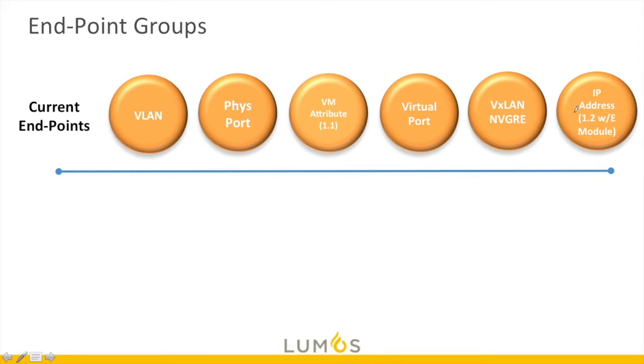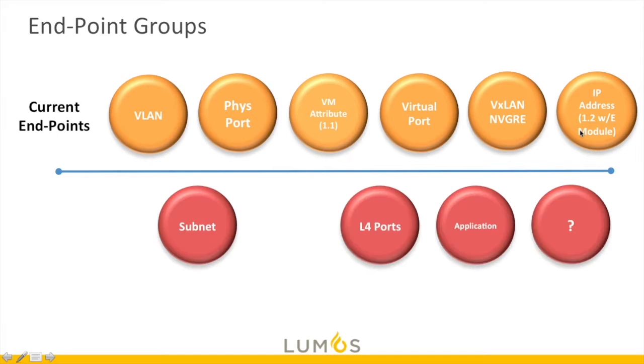So that would be the 6-port GEM module on the 9696 or the 96128, or the 9372-E's. So that's the PX and TX. If they have the -E, then we can do IP address based EPGs. Also, if it's the EX, so that's the 93180 and the 93108, or 106, we can do IP based endpoint groups. In the future, we'll be able to do things like subnet, L4 ports, application, or whatever. So those are potential future endpoint classifications.